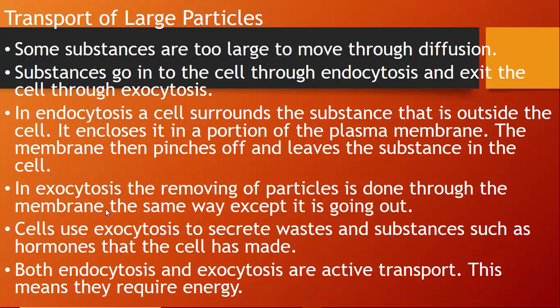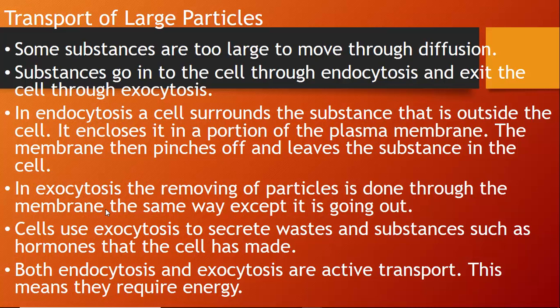Now, in endocytosis, a cell surrounds the substance that is outside the cell. It encloses it in a portion of the plasma membrane or the cell membrane. The membrane then pinches off and leaves the substance in the cell. That is when something is entering the cell. In exocytosis, the removing of particles is done through the membrane the same way, except instead of coming in, it is going out. Cells use exocytosis to secrete waste and substances such as hormones that the cell has made.